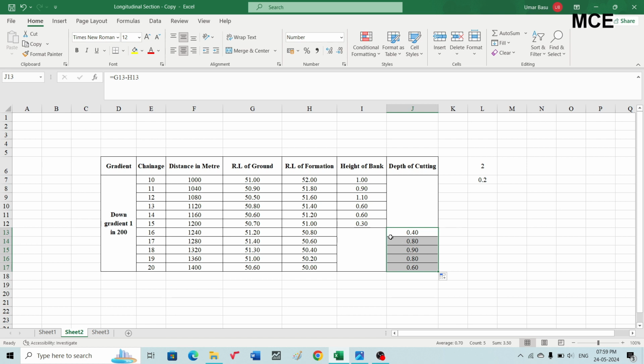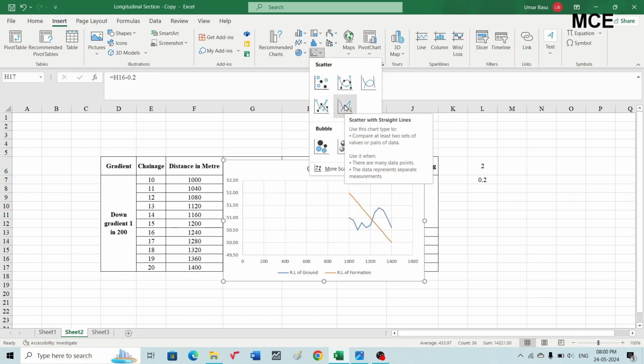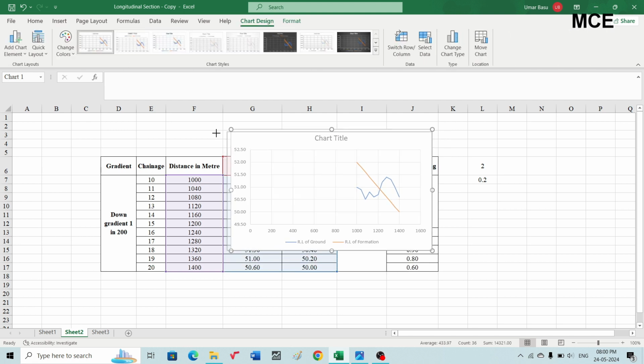After finding the height of bank and depth of cutting, we will now draw the L section of the road. To draw the L section, select these 3 columns, that is distance in meter, RL of ground and RL of formation, then click on the insert button, go to the charts and select the scatter with straight lines. Then first increase the size of the chart.